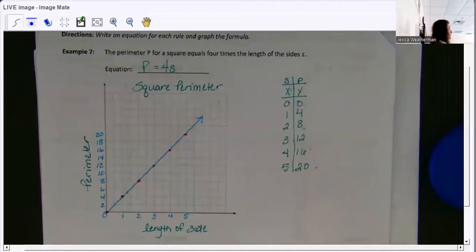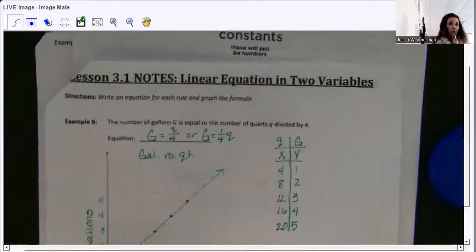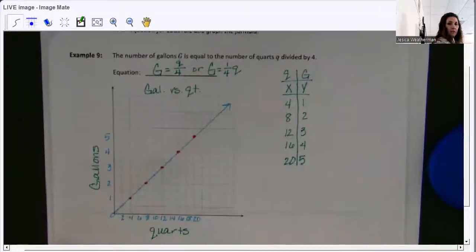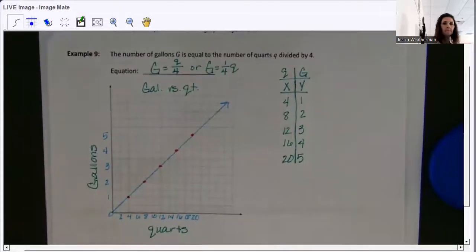You can check your first graph. That's the wrong one. Okay, thank you. Number 9, go ahead and check number 9. And then in a couple minutes, we'll check number 10.